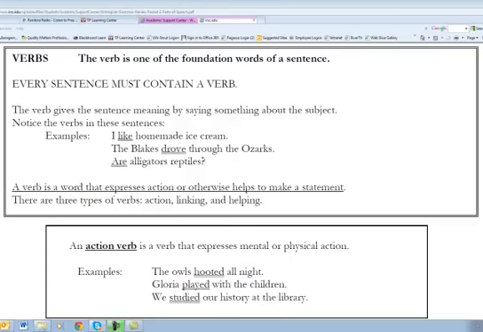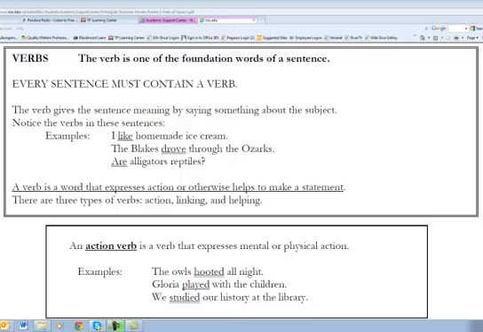This video is going to help you identify and understand verbs. So remember that a verb is a foundational part of a sentence. Every sentence has to have a subject and a verb. Most of us recognize verbs as the action going on in the sentence, and that is a primary function of a verb. There are three types of verbs though. We have action, we have linking, and we have helping.